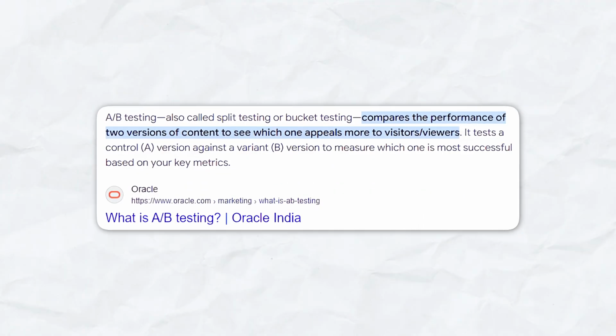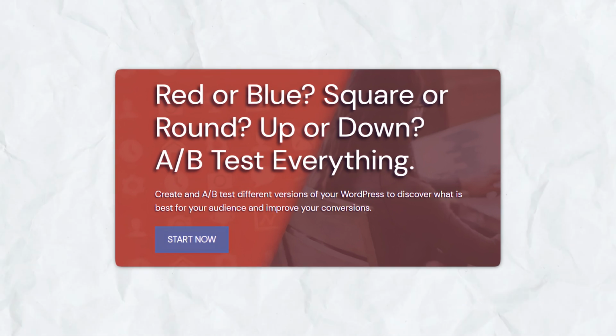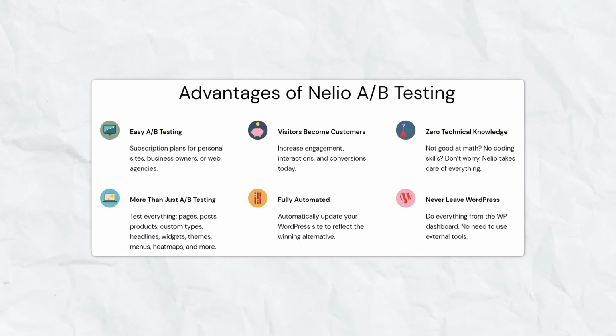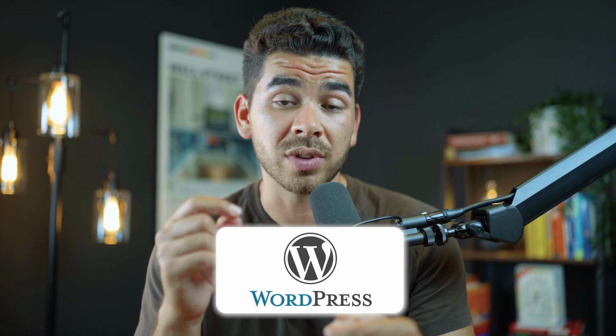information. If you've ever wondered how to optimize your website for better performance and user experience, A/B testing is a powerful tool that can help you make data-driven decisions. Today, we'll be using a plugin called Nelio AB Testing to guide us through the process, ensuring that you have the insights you need to improve your website's effectiveness. So let's get started taking your WordPress site to the next level using A/B testing.